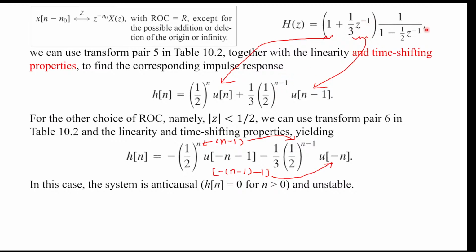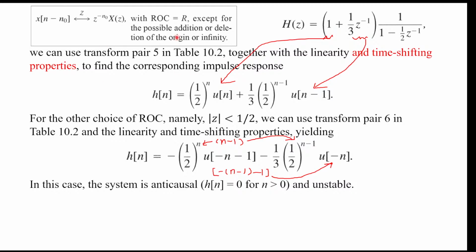Without this z minus 1, this factor transforms to (1/2)^n u[n]. And with this extra z minus 1 power here, by the time shifting property you just change every n to n minus 1, because this was x[n minus 1]. So this is n to n minus 1, n to n minus 1. And this is a much easier calculation than going through long division to get rid of it, etc.